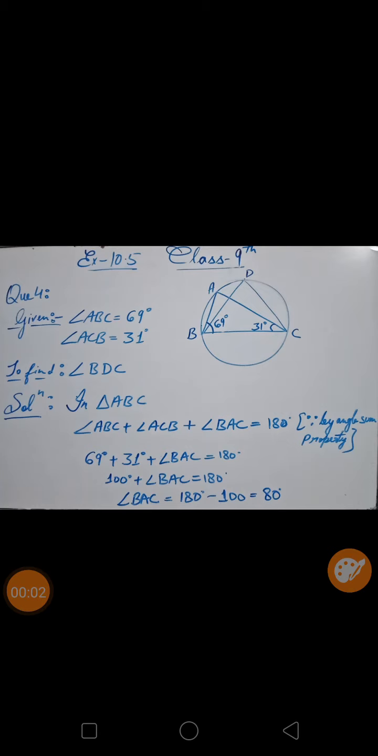Hello students, now come again to exercise 10.4. Question number 4 says that in the figure, angle ABC is 69 degrees and angle ACB is 31 degrees. Find angle BDC. So you can see the figure. In this figure, angle ABC is given.